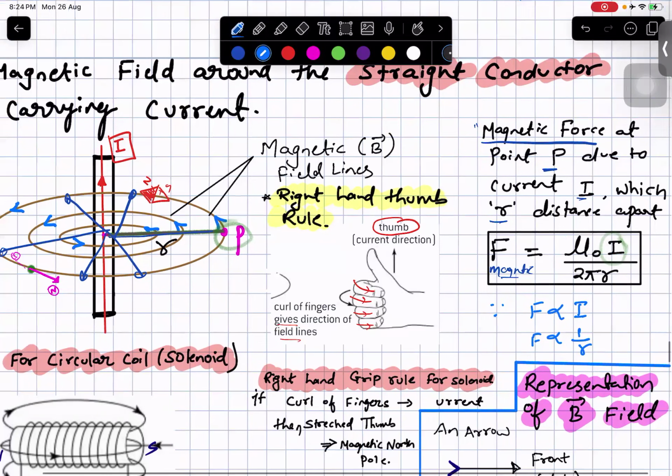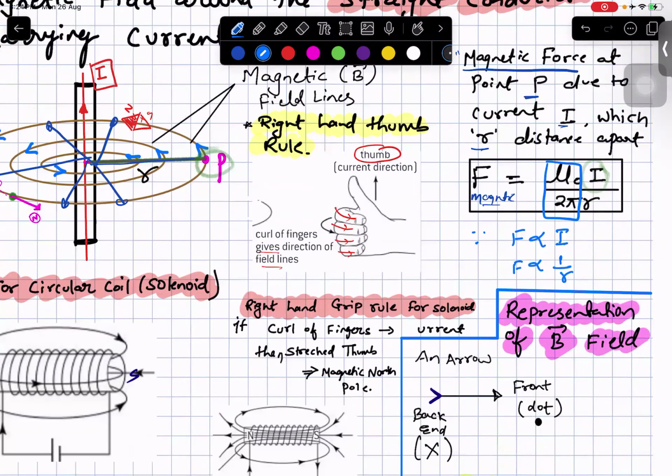Actually, mu 0 upon 2 pi is this entire thing as a constant, you can say that. Where mu 0 is called the permeability of free space. Just like permittivity, there's something called permeability. That's given in your data booklet. So it's mu 0 into I upon 2 pi into r. This is the current.